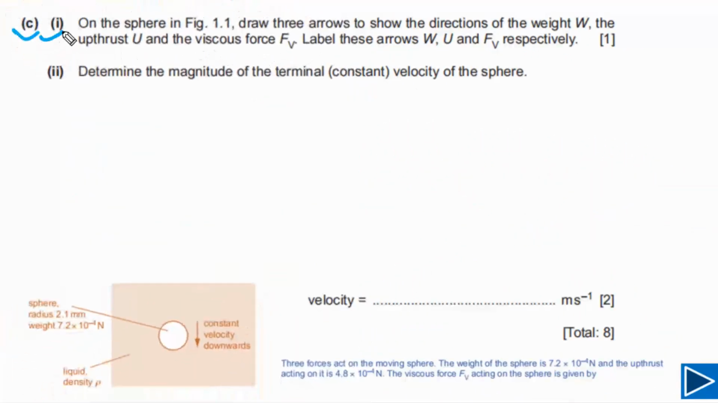For part C1 on the sphere in figure 1.1, we need to draw 3 arrows to show directions of the weight, upthrust, and the viscous force. Label these arrows W, U, and FV respectively. It means for weight we have to use symbol W, for upthrust we have to use U, and for viscous force we have to use FV.